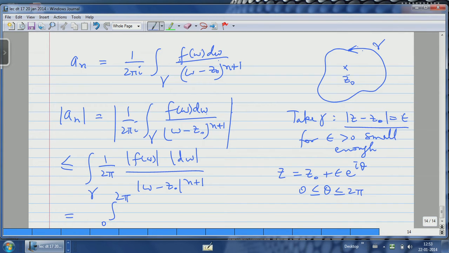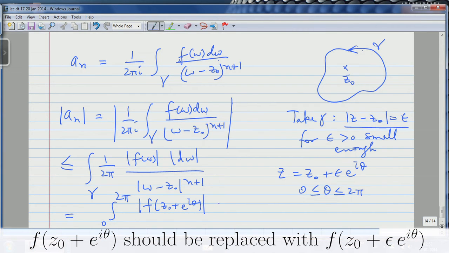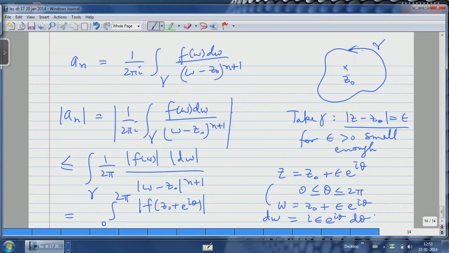So what I'll get is mod f of z naught plus epsilon e to the i theta, and then I have to change this z to w, so w equals z naught plus epsilon e to the i theta. dw will be i epsilon e to the i theta d theta, and if I take mod dw, I'm going to get epsilon d theta. And then in the denominator, mod w minus z naught is mod of epsilon e to the i theta, whose modulus is epsilon, so I'll get epsilon to the n plus 1. So this is what I'm going to get.